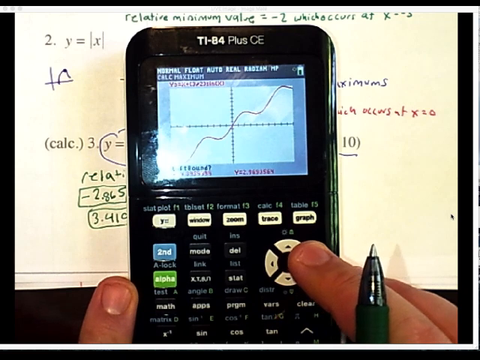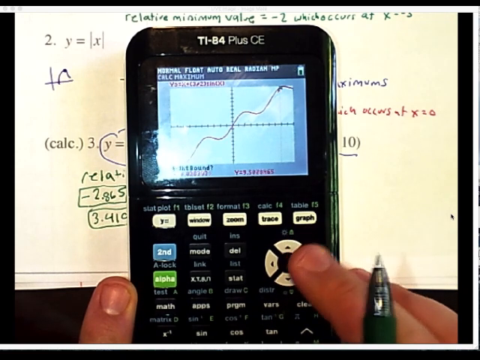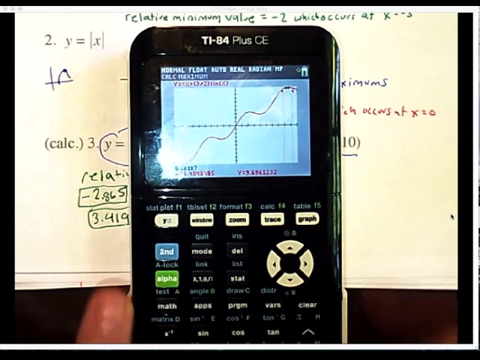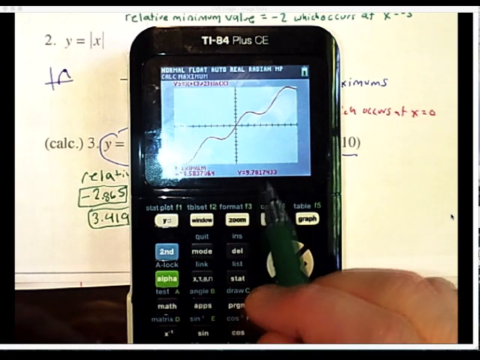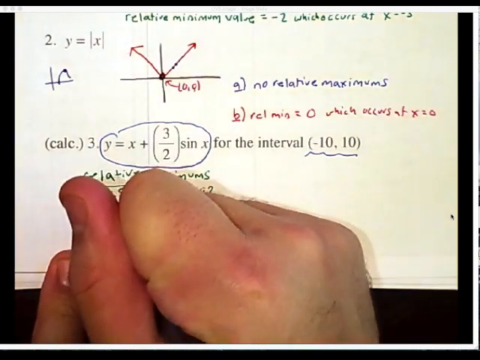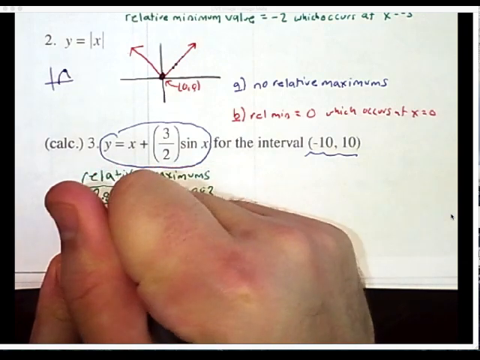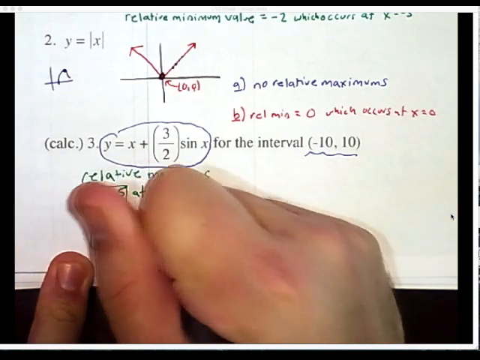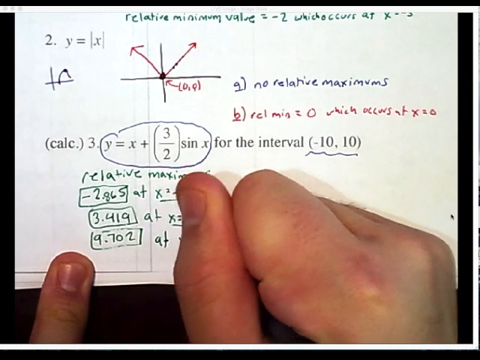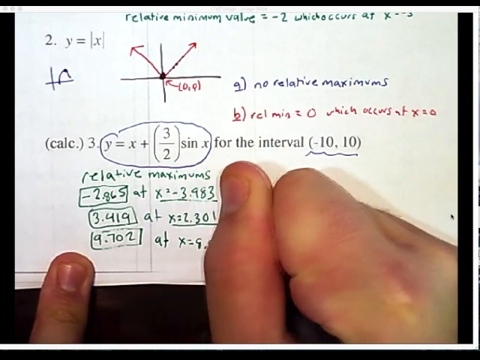We're going to find this last one real quick, the last relative maximum. It says left bound, right bound, guess. So that's the last value. The y value at that one is 9.702, and that occurs at an x value of 8.584.